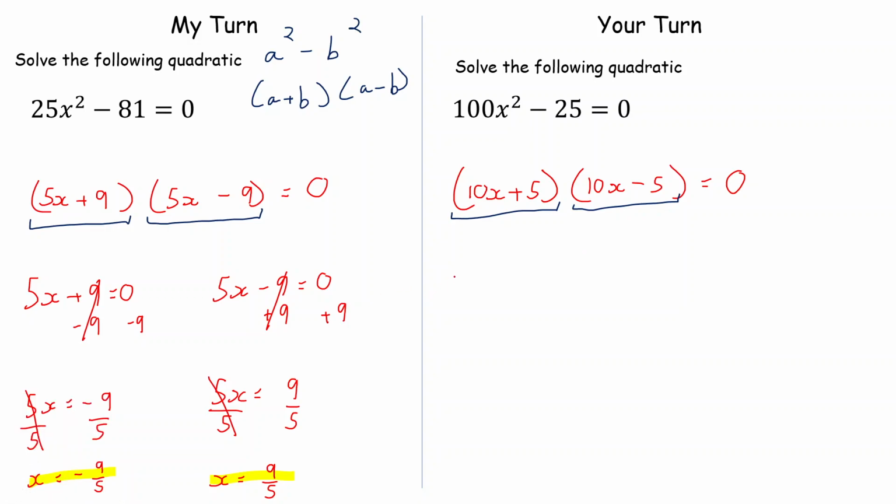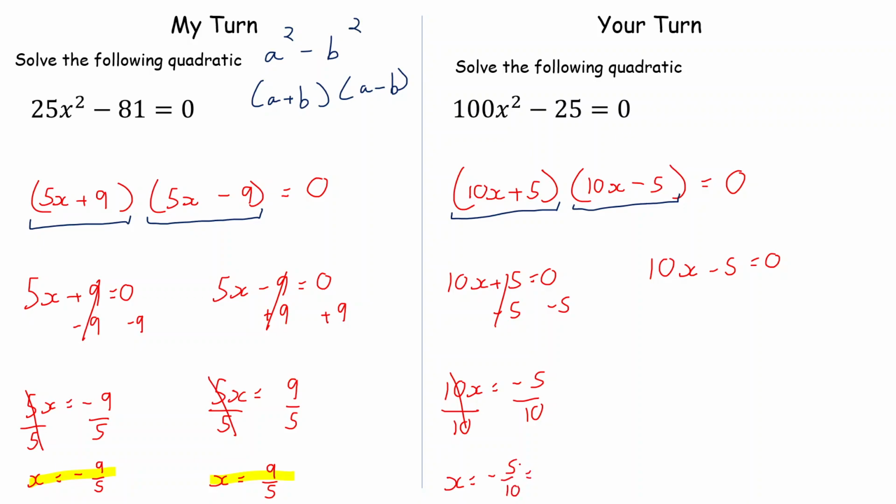So the first one, you've got 10x add 5 equal to 0. And the second one, 10x take away 5 equal to 0. Now, to get rid of that plus 5, let's take away 5 from here and take away 5 here. They cancel. So 10x is going to be equal to 0 take away 5, which is minus 5. Divide through by 10. So x is going to be equal to minus 5 over 10, which is correct, but you can simplify this, because minus 5 over 10 is the same as minus 1 over 2, by dividing top and bottom by 5. So that is your answer: x is equal to minus a half or minus 0.5.